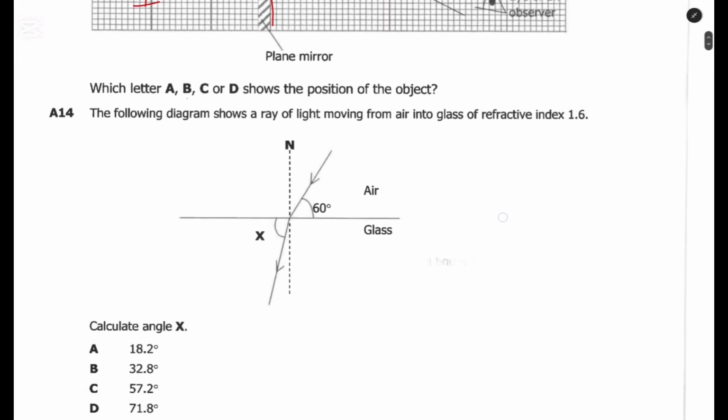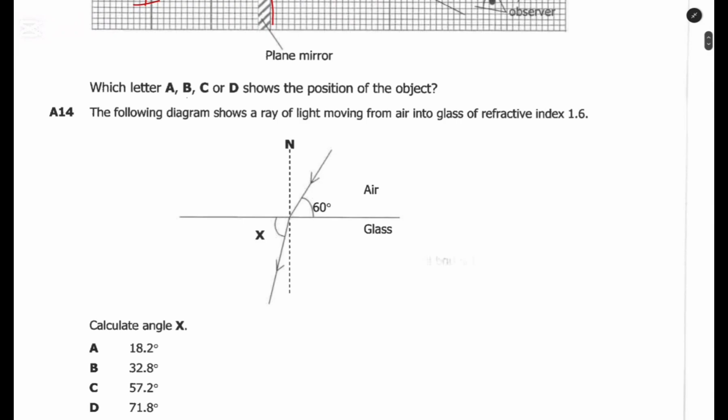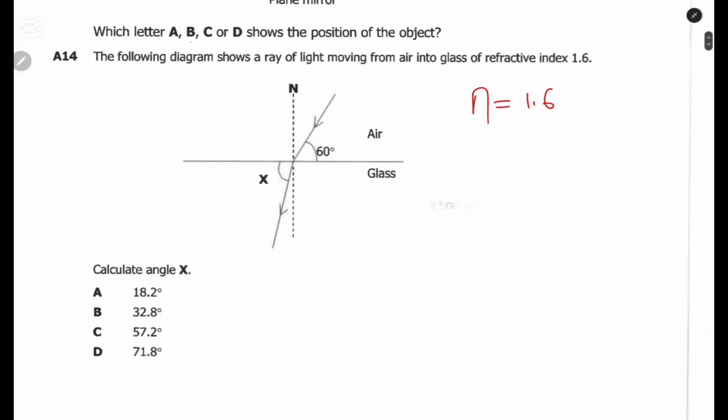Then question 14. The following diagram shows a ray of light moving from air into glass of refractive index 1.6. So the refractive index is 1.6 here. Calculate the angle X. The angle X here is formed between the refracted ray and the boundary. So it is not the angle of refraction. The angle of refraction is right here. The angle of incidence is right here.